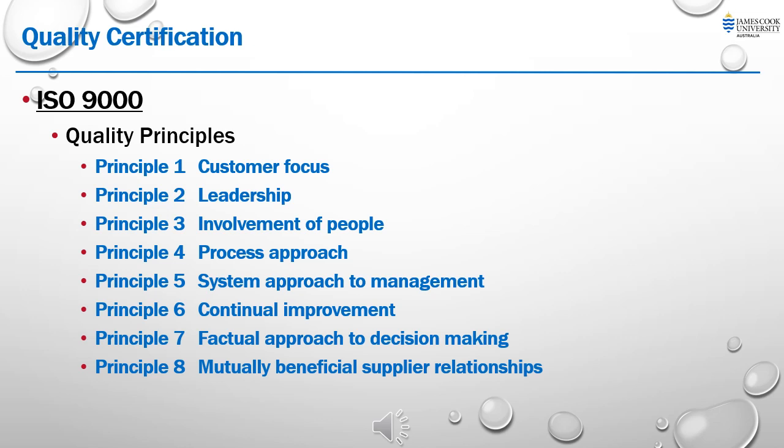When we're looking into the factual approach, it's evidence based. Decisions should be based on data and evidence to ensure that they're objective and effective in terms of the organization. By following these principles, an organization can establish an effective quality management system that meets the requirements of the ISO 9000 standard and improve overall performance. These principles help organizations to focus on customer needs, engage their people, manage the process, and continuously improve their performance.